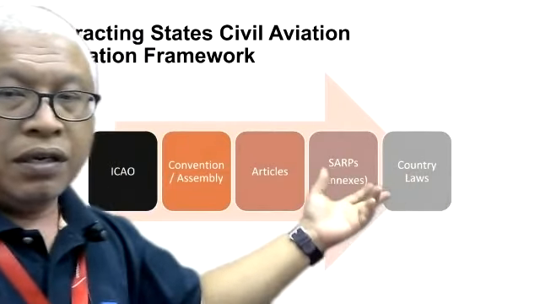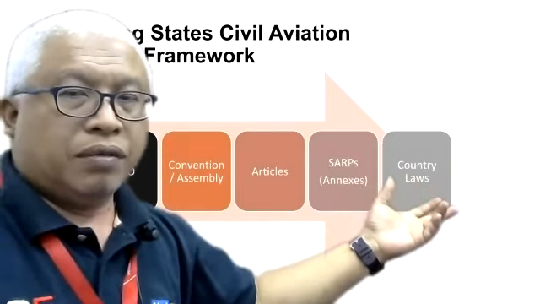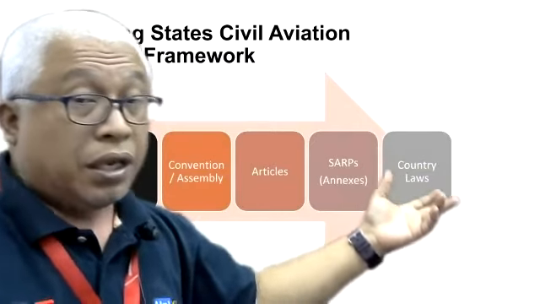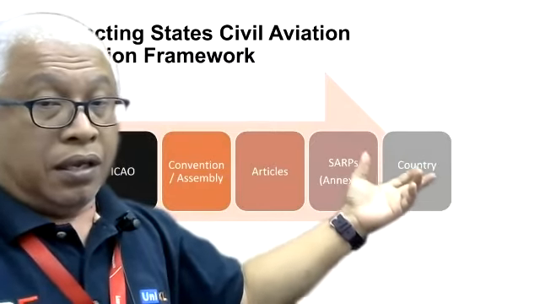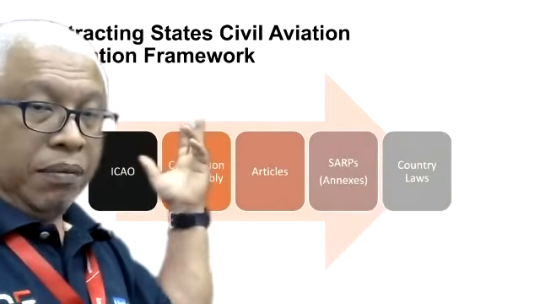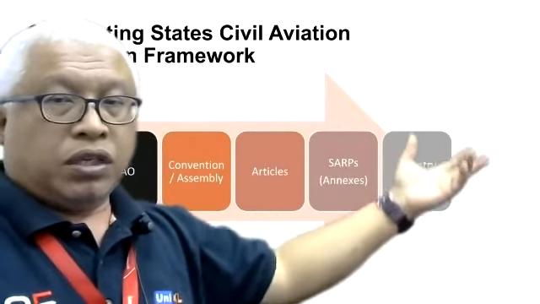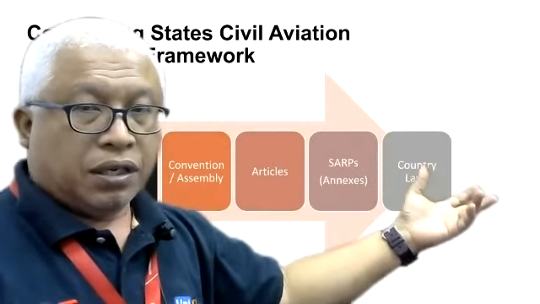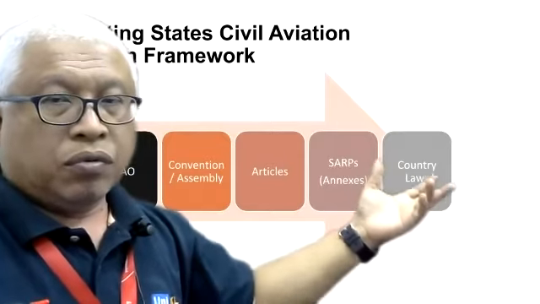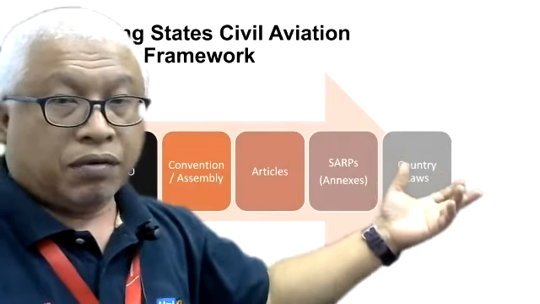So when you bring the standard and recommended practices into law and regulation, and you declare that you comply with that, then ICAO will come and do the surveillance and audit to see whether your national aviation authority or the country follows the law and regulation to administer and manage the civil aviation organization in the country.